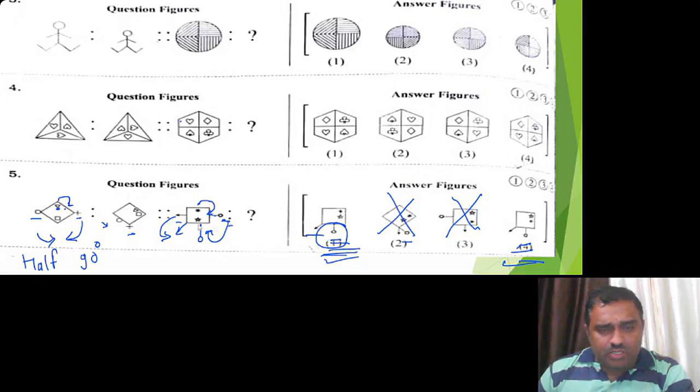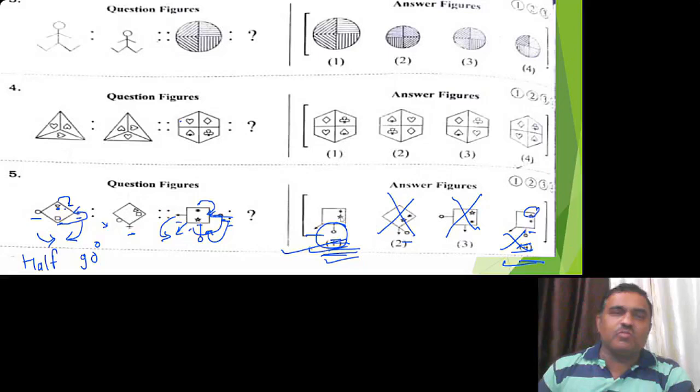And see about this square. The square is moved fully and anti-clockwise, so this will move fully and anti-clockwise. So according to me, option number 1 is correct. Am I right, everyone? This one is not correct, because the star should not appear here, so this is wrong. It lost the race, and option number 1 is the winner.